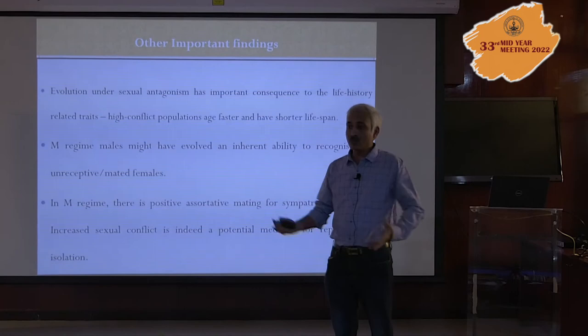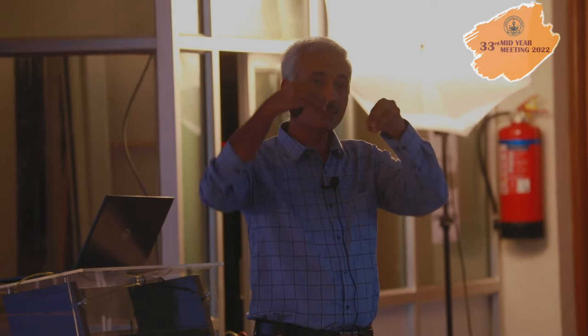Interestingly, this also drives incipient speciation, because you have replicate populations which are isolated from each other, and the male-female coevolution in each of these populations can be independent. Each of these populations can evolve to be very different, such that males and females from each population will prefer to mate with their own type and not with the other type. So, in the male biased populations, we have evidence for speciation, but not in the female biased populations.